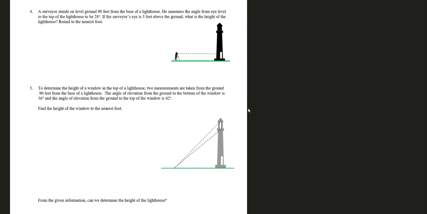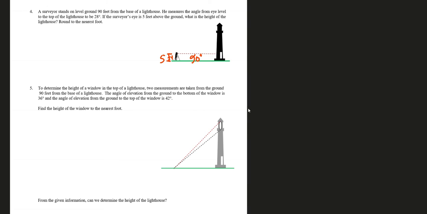The surveyor stands on level ground 90 feet from the base of a lighthouse. He measures the angle from eye level to the top of the lighthouse to be 28 degrees. If the surveyor's eye is 5 feet above the ground, what is the height of the lighthouse, rounded to the nearest foot? Okay, so the surveyor's eye is 5 feet above the ground, so this distance is 5 feet. And the surveyor is 90 feet away from the lighthouse.